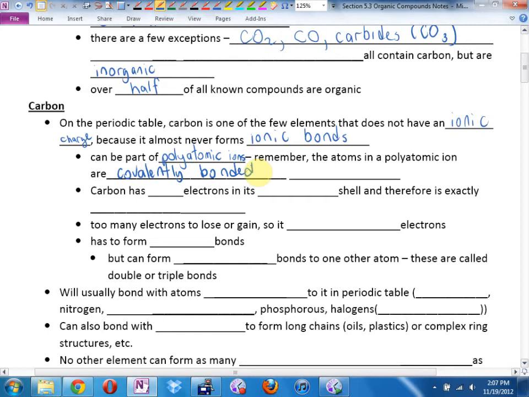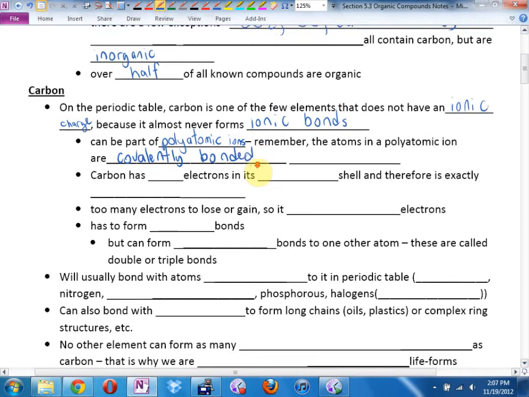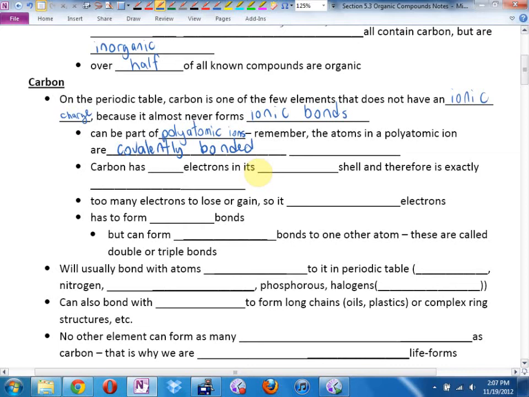The next line says, carbon has blank electrons in its blank shell. How many electrons does carbon have in its outer shell? And how can you figure that out? Start counting from the left, move across. 1, 2, skip, 3. How many electrons does it have in its outer shell? 4. What was the fancy word for outer shell that began with the letter V? Let's use that just to review our memory.